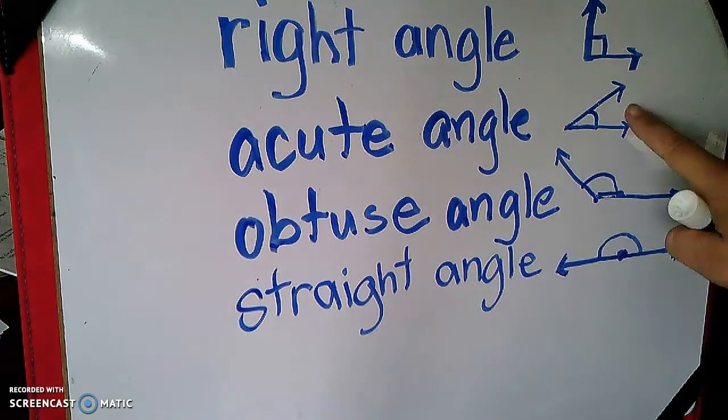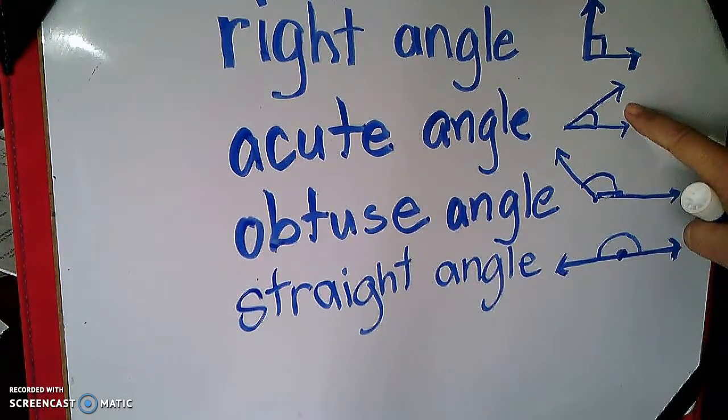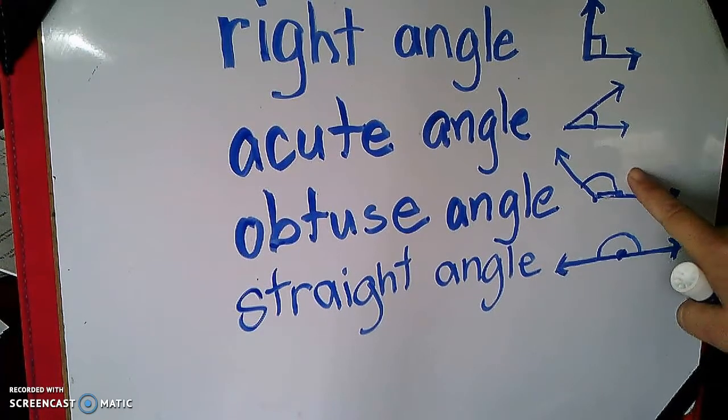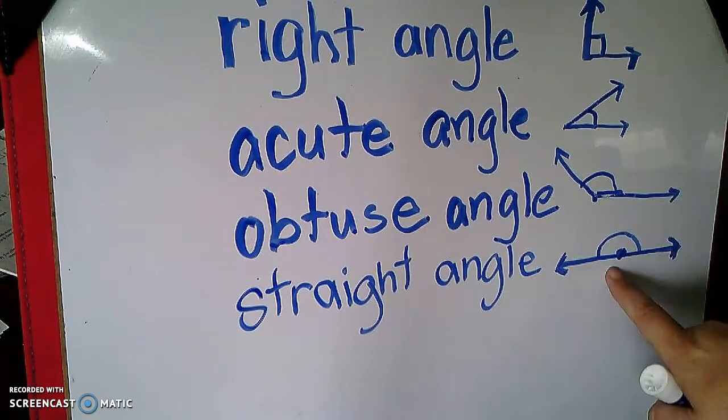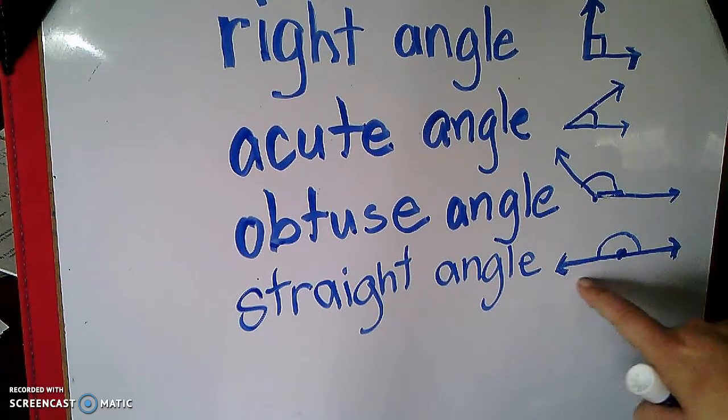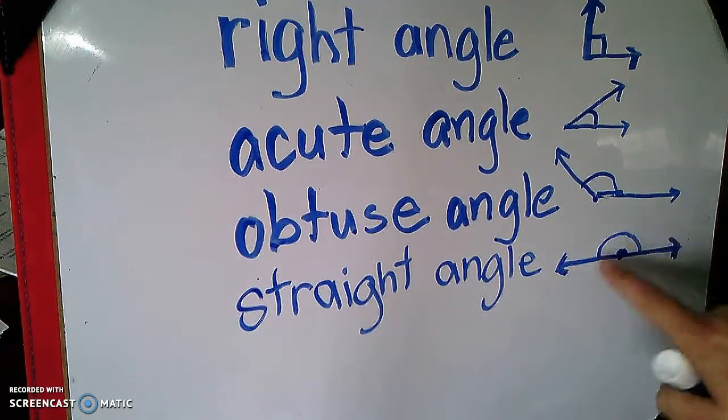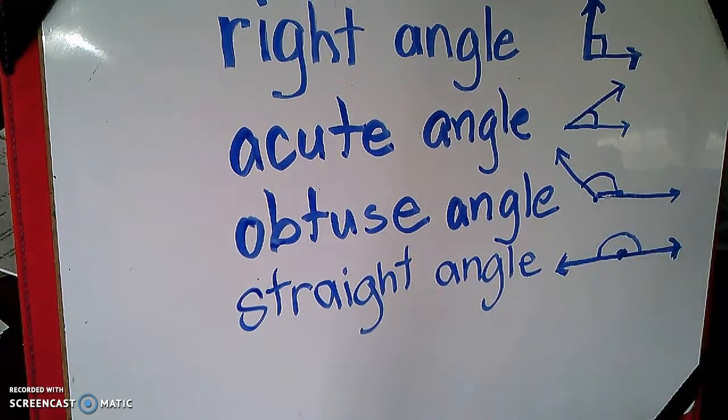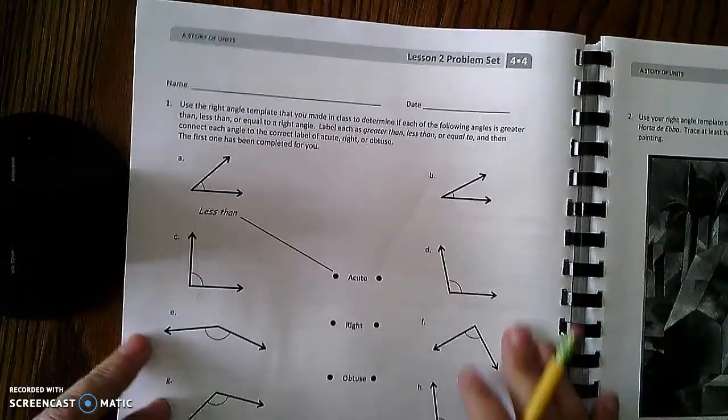So right angle, acute, meaning smaller than 90 degrees or smaller than a right angle. Obtuse, larger than a right angle. And straight angle, a very special kind of angle that's bigger than a right angle. All right, time to get out your workbook.